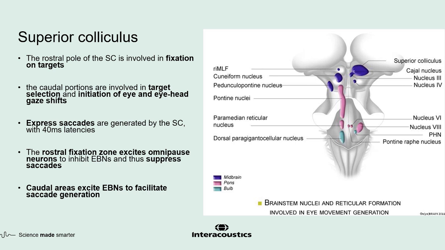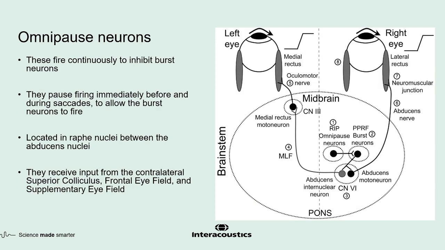So, two pathways through the superior colliculus. One helps drive omnipause neuron inhibition of saccades to suppress reflexive saccades. That's the rostral fixation zone. And then the caudal areas, the lower areas of the superior colliculus, directly excite the burst neurons to facilitate that saccade generation. Now, omnipause neurons themselves are continuously firing to inhibit burst neurons. So these are essentially the brakes for your saccadic system.